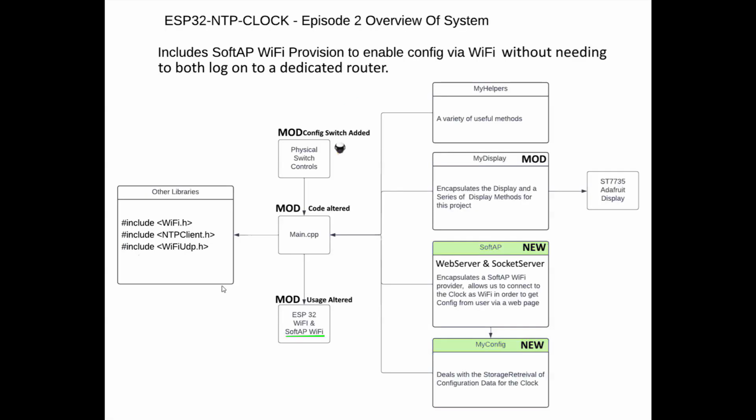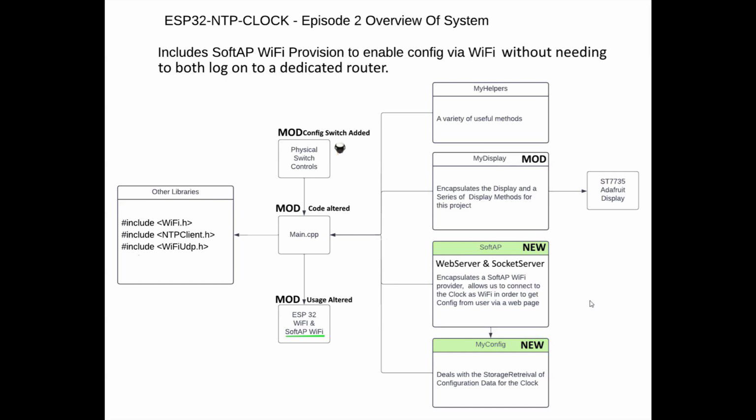Right, so now we're looking at the overview of the system. This tells you what's new and what was there before and where something has been modified. As you can see in the title, it says include soft AP Wi-Fi provision to enable the config via Wi-Fi without needing to log on to a dedicated router. So that's what we've just been discussing.